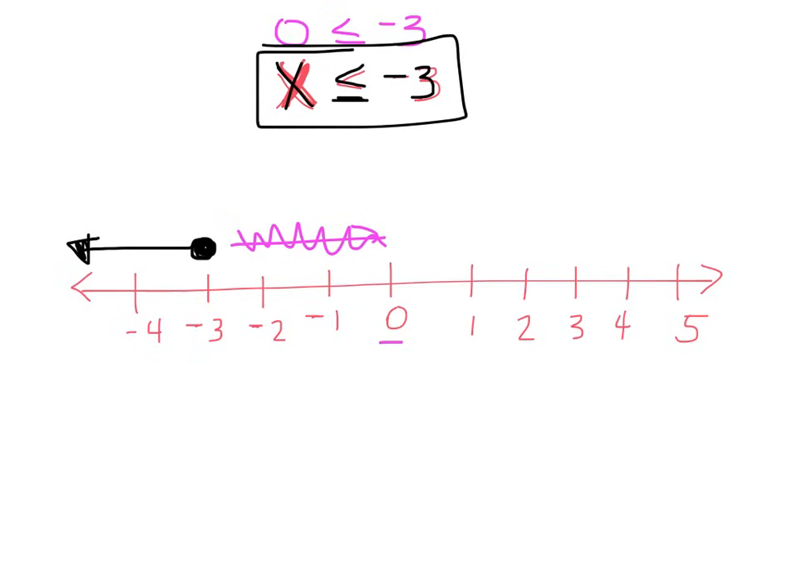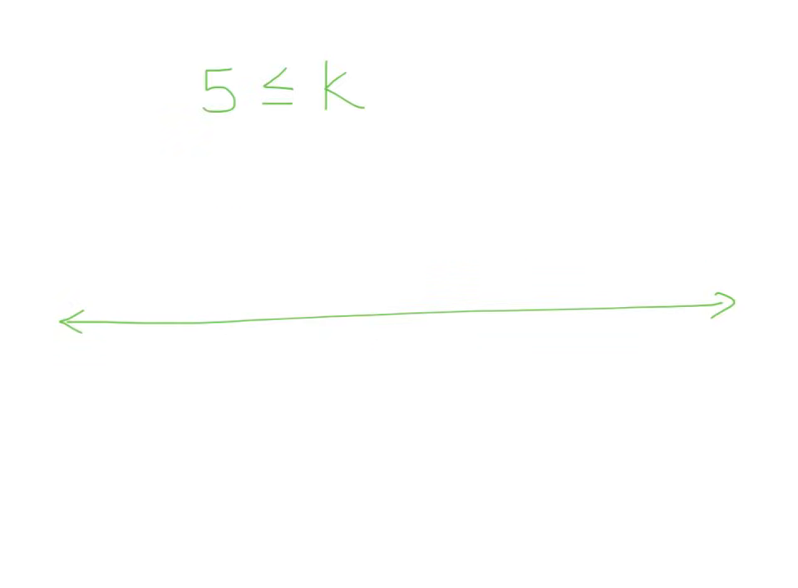So again, we're just trying to show all the numbers that I could put in for x on the number line. I could put in negative 3, negative 4, negative 5, lots of numbers, all the numbers less than negative 3.